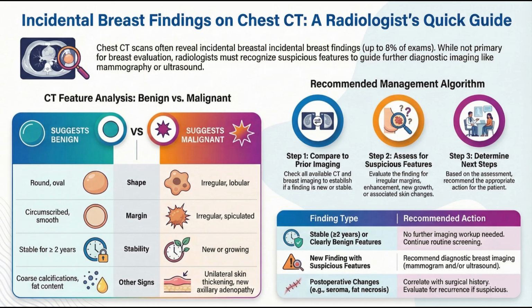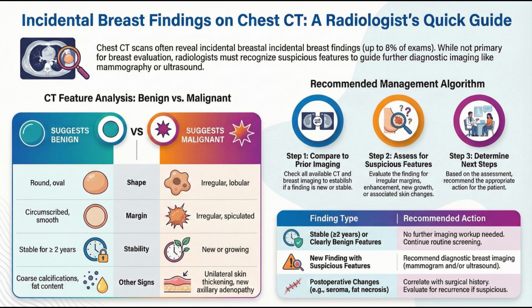We've covered so much ground here. Let's try to boil it down. What's the final management algorithm? What are the absolute red flags on a chest CT that demand a referral? You're looking for any new or growing mass, especially if it has those irregular or spiculated margins. And high enhancement? And high enhancement, that 33 HU jump or more.